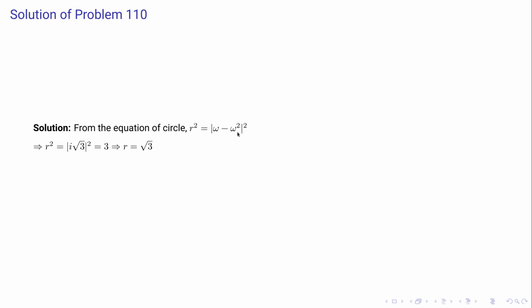So z1 is omega and z2 is omega square. So we substitute that. So the value of omega minus omega square would be i root 3. You square that and then that will be equal to 3 or r is equal to root 3. Now, if we substitute omega square minus omega, that is the other way around, then this would be minus i root 3, but the end result will be root 3 only.